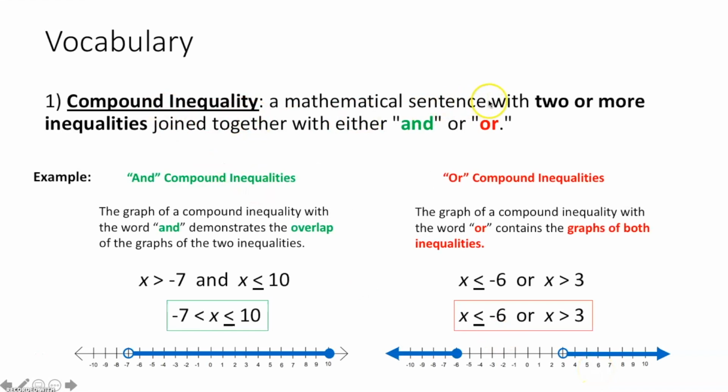First vocabulary term is a compound inequality. That's a mathematical sentence with two or more inequalities joined together with either "and" or "or." So a compound inequality means you're going to get two inequalities, and it's either going to be an "and" compound inequality or an "or" compound inequality. So let's start by talking about the "and" compound inequality.